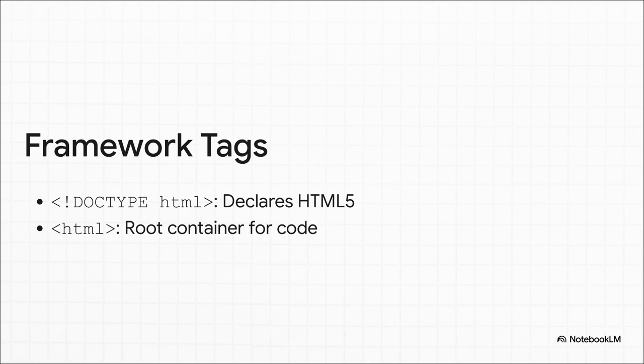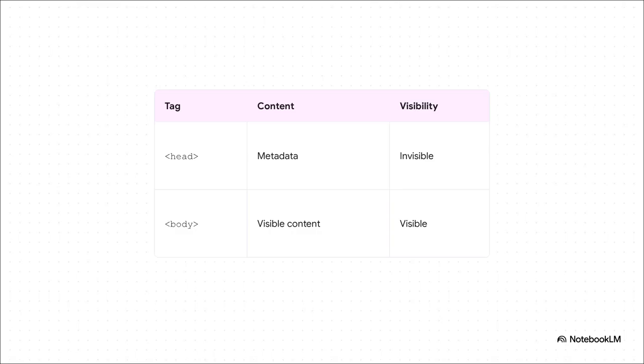Actually, quick fun fact here. Back in the early days of the web, these doctypes were incredibly long, complicated strings of text. But HTML5 simplified it down to just this one clean line. It basically tells the browser, hey, read this properly. And right below that is the HTML tag. This acts as the root container. Think of it as the outer property line of our digital building where literally everything else is going to be constructed.